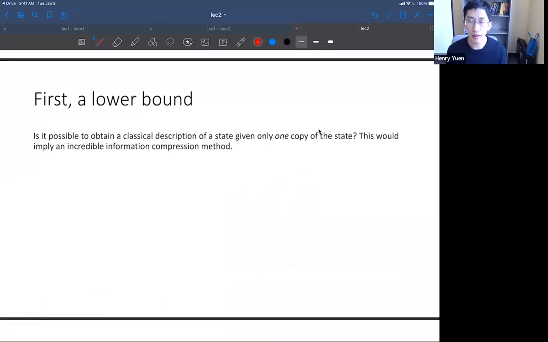Okay, so let's kind of think about this task. So first you might say, why do I even need copies at all? Would it be possible to obtain this classical description if I get only one copy of the state? Okay, there's a question in the chat. I don't fully understand the relationship between copies and difficulty of performing tomography.